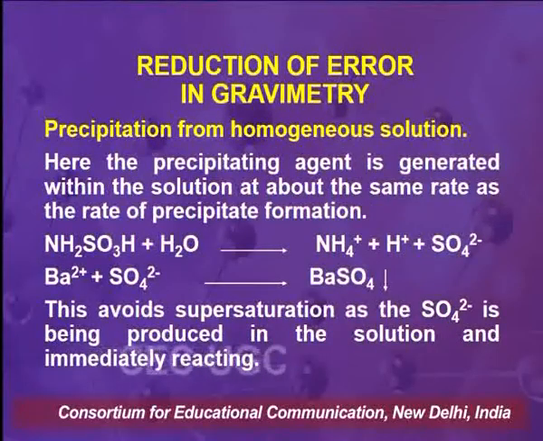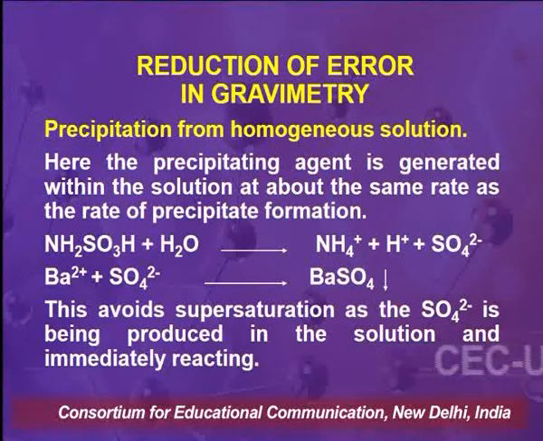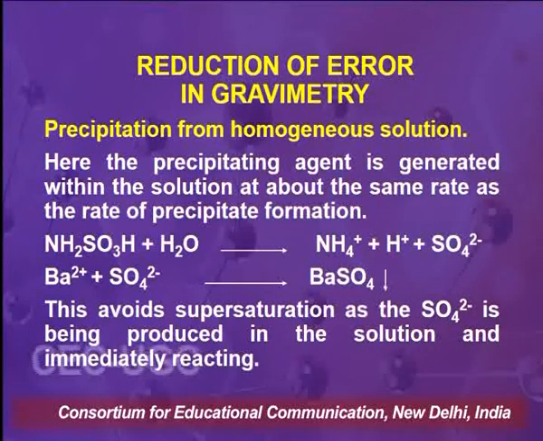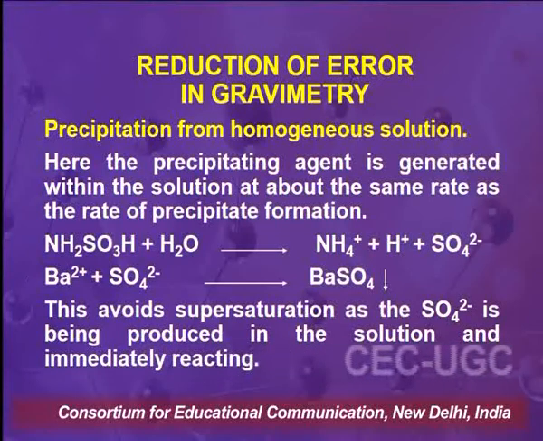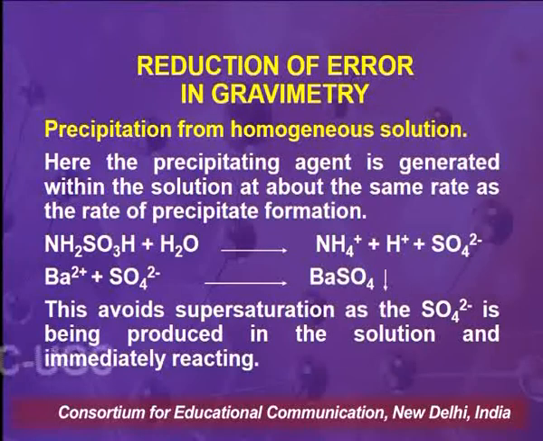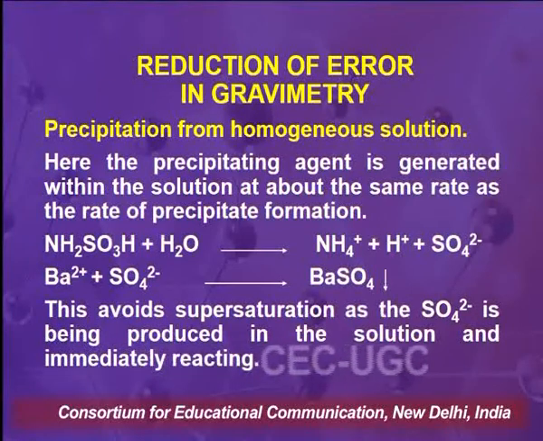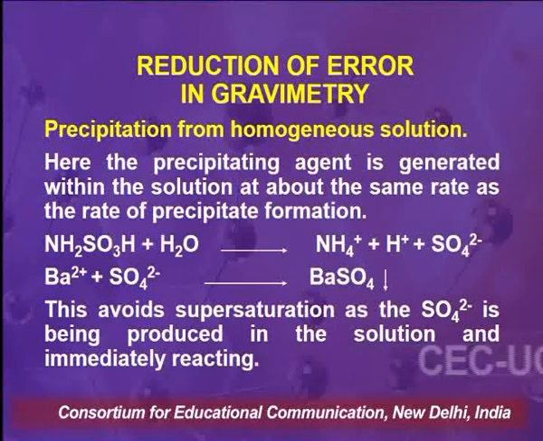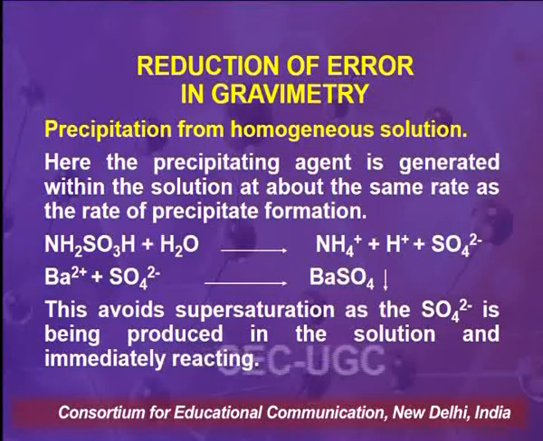Another way in which error in gravimetry can be reduced is by precipitation from homogeneous solutions. Here, the precipitating agent is generated from within the solution at about the same rate as the rate of precipitate formation. That means no external precipitating agent is added. Instead, the precipitating agent is created from within the solution, as you can see in the example below.